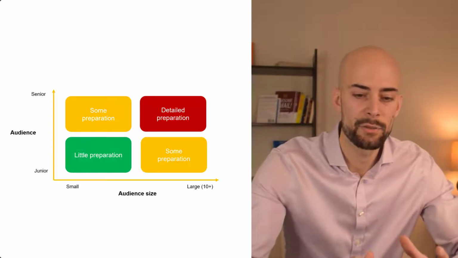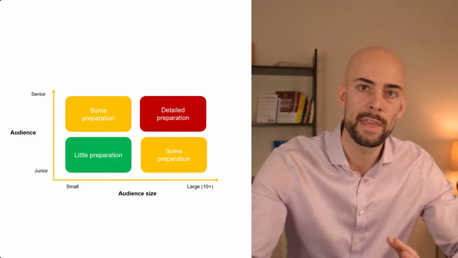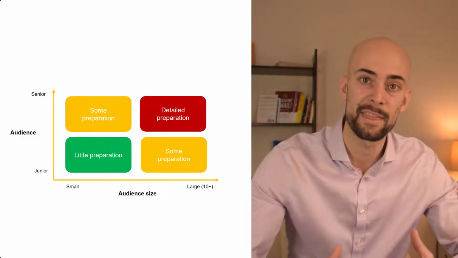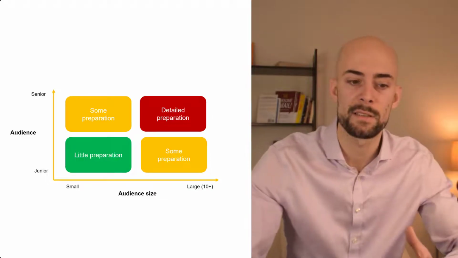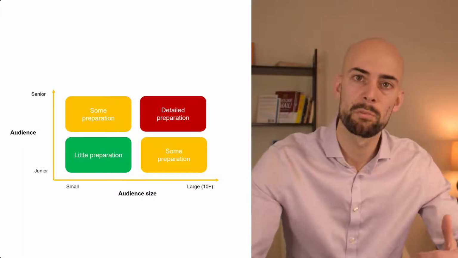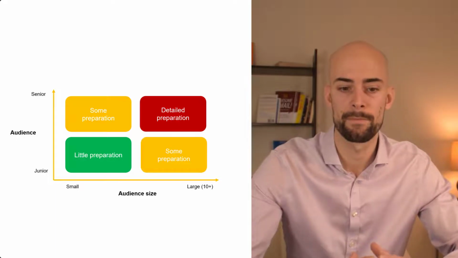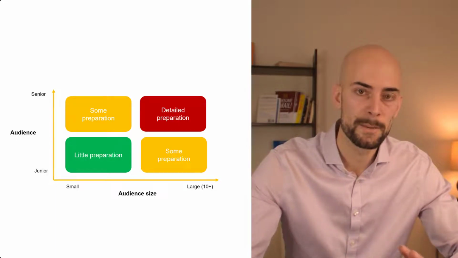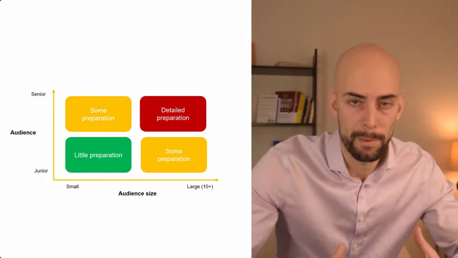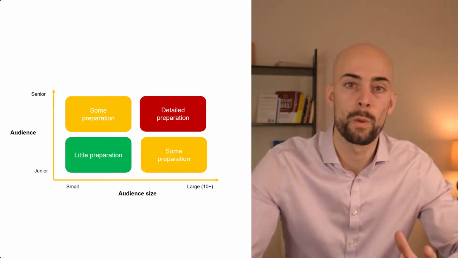Here on this slide, I created a high-level framework, a 2x2, which shows on the x-axis the audience size, how many people will attend the meeting, and on the y-axis, how senior the audience is. At the bottom, a more junior audience, at the top, a more senior audience. In this 2x2 matrix, the further right and up you are, the more you should prepare for a meeting.